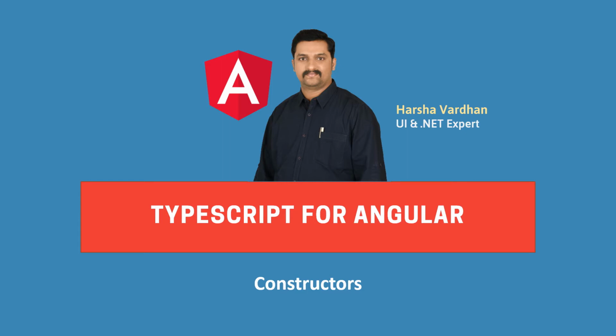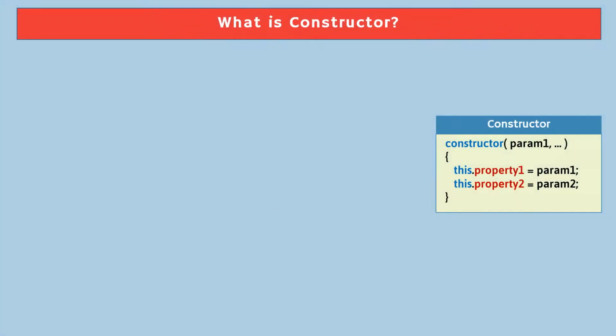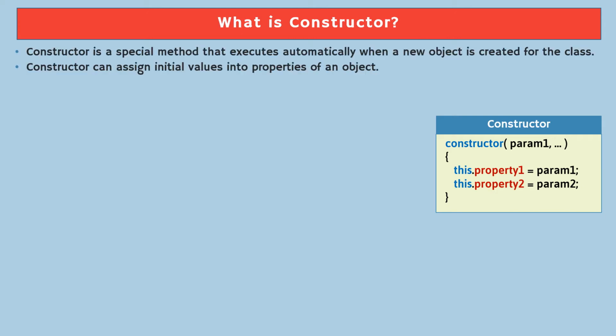In a TypeScript class, you can create only one constructor, optionally. The constructor is a special method that executes automatically every time you create a new object for the class. The constructor can initialize the properties of the newly created object and can also contain any initialization logic that needs to be executed when a new object is created for the class.